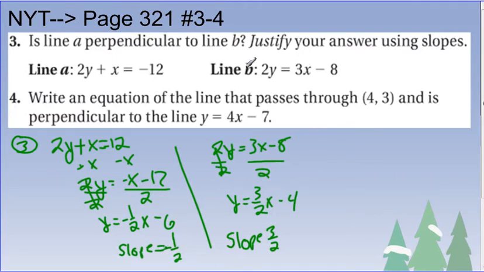Is line A perpendicular to line B? No. Their slopes are not the reciprocals. It has to be the opposite reciprocal. Just opposite is not good enough.